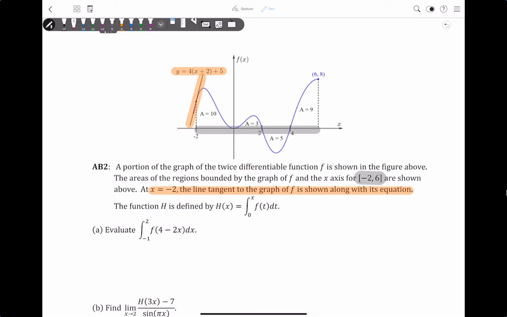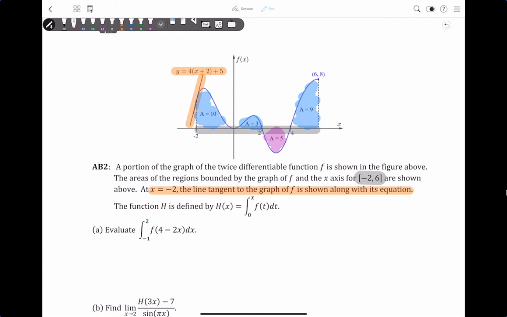It says a portion of the graph of the twice differentiable function f is shown in the figure above. The areas of the regions bounded by the graph and the x-axis from -2 all the way to 6 are shown above. So this is 10 right here. This area is a positive 10. This is a positive 3. This is a positive 9. However, this one should be interpreted as a negative 5 because it is below the x-axis. So don't let them catch you with that negative mistake immediately. Please understand that below the x-axis is negative and above is positive if you're reading left to right, okay?